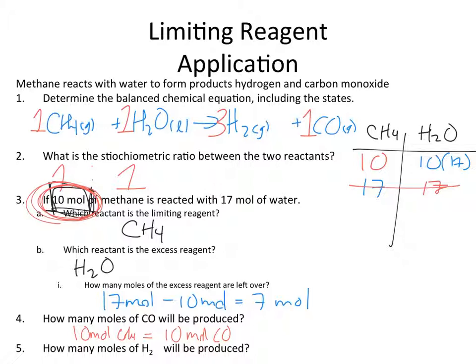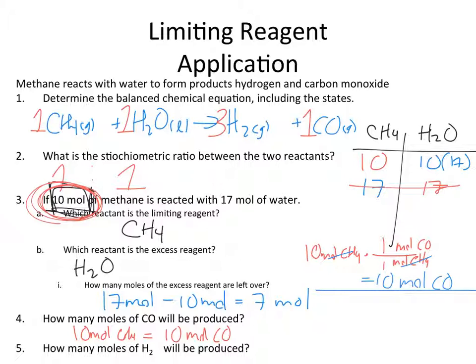Now this could also be done with dimensional analysis. I had 10 mole of CH4. And again, I put the unit that I want to get rid of on the bottom, mole of CH4, and the unit that I want to be left with on top, mole of CO. I look to my balanced equation, and it's a 1 to 1 ratio, so I can fill those in, 1 to 1. And that means my units will cross out here, and I'll get 10 mole of CO. The same thing can be done with water.